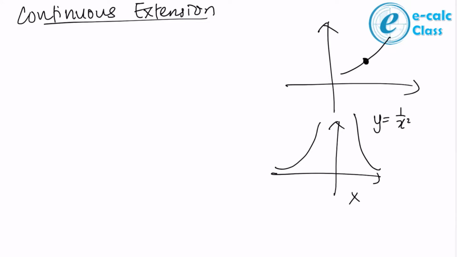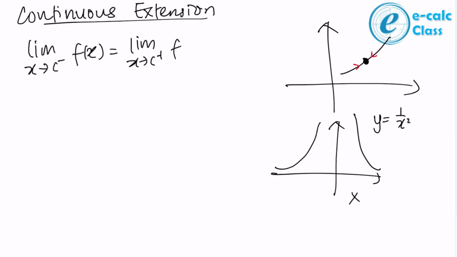So continuous extension, you can only do that if the limit from the left and limit from the right are the same and they are approaching a value. Okay, let me write it here. The limit when x approaches c from the left is equal to the limit when x approaches c from the right, and it is equal to a constant value. It is not something very crazy like infinity or negative infinity, or even fluctuating a lot, cannot. Okay, so this is continuous extension.